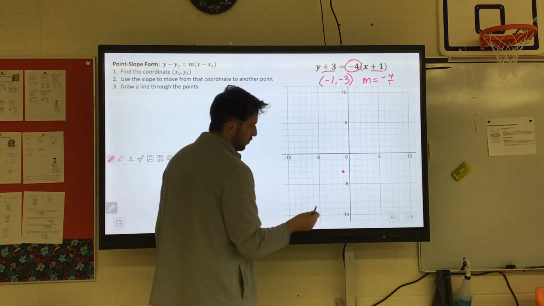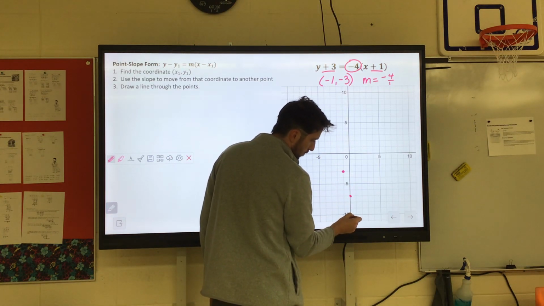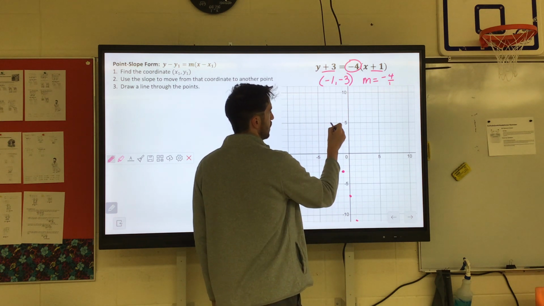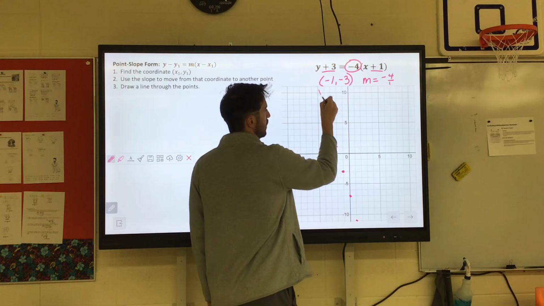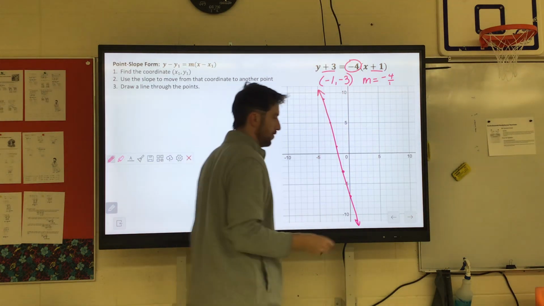And then we'll use our slope. We'll go down 4, right 1. Down 4, right 1. Could go up 4, left 1. There you go. So we've seen all three forms.